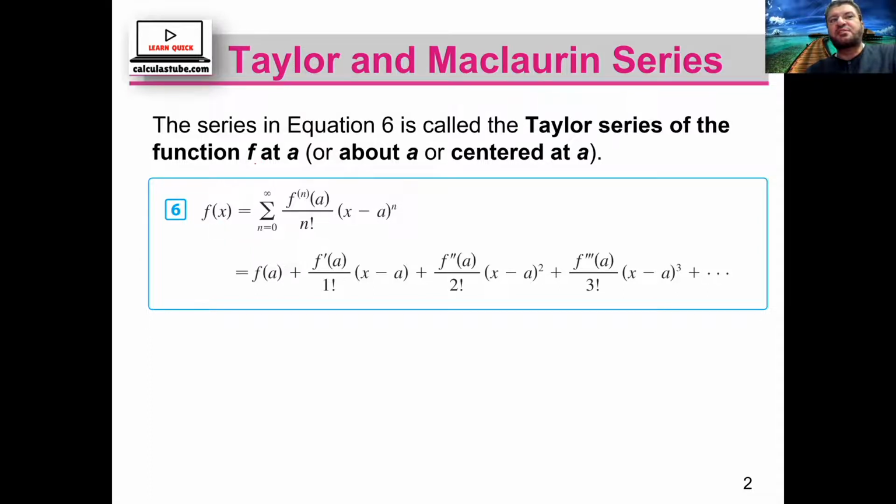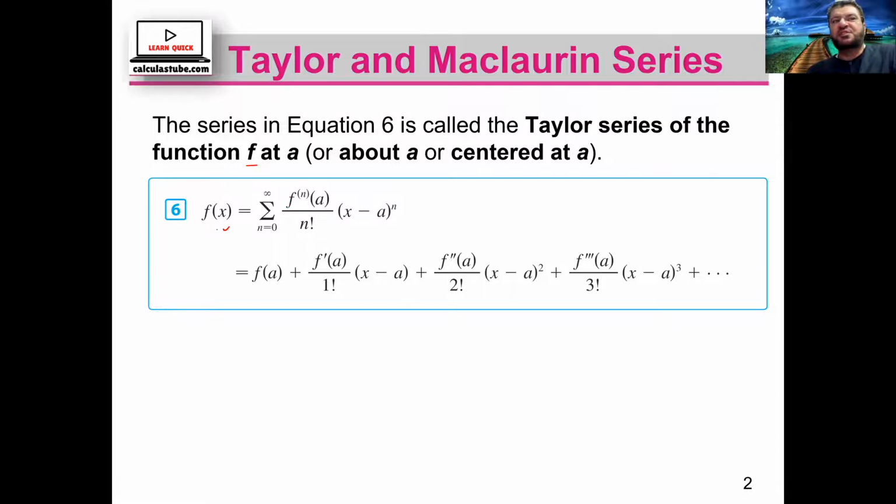So let's suppose that f is any function that is differentiable at a certain point a. Then can we present this function as an infinite polynomial, or polynomial of degree infinity or n? Yes, we can do that. And this is done by using Taylor series.